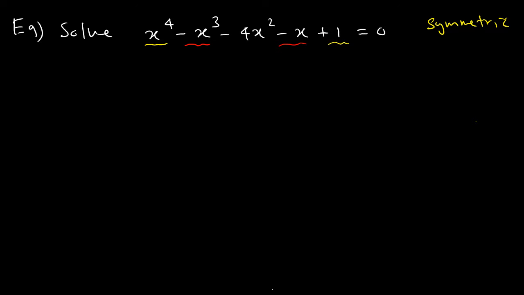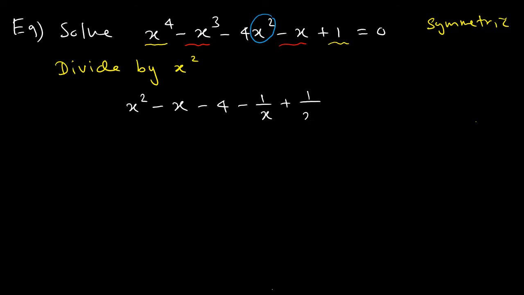So what we normally do is we divide by this term. We divide by x squared. So let's do that. Once you divide by x squared, you end up getting x squared minus x minus 4 minus 1 over x plus 1 over x squared. So this is what you get.